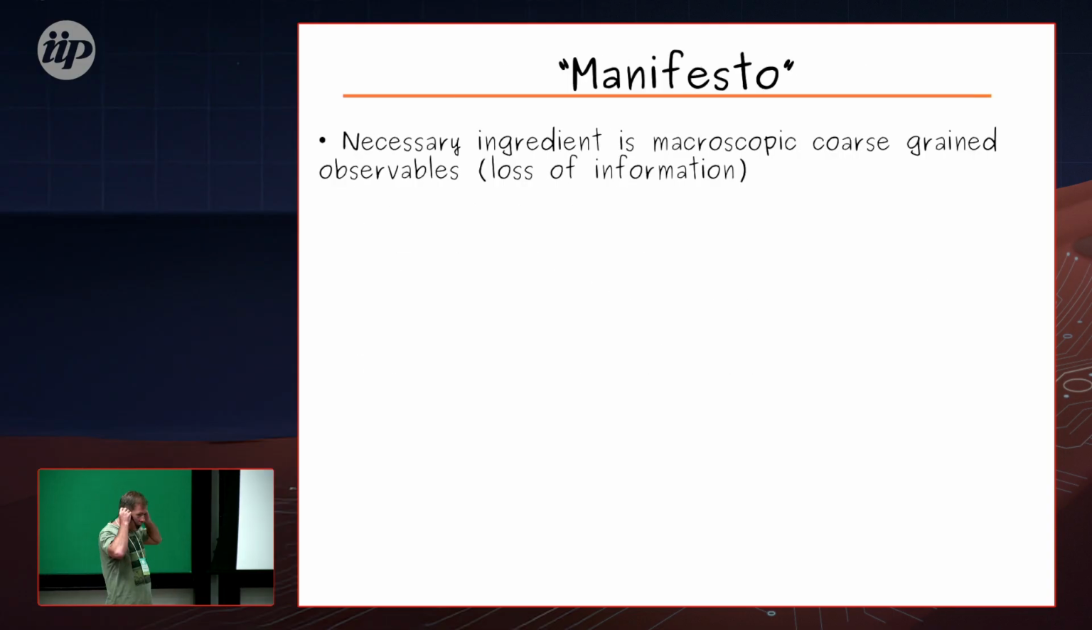So here I'm going to make kind of a manifesto, which is my idea of how to tackle this problem. I hope some of you disagree with that. I would be happy to discuss this, because it's just my political view on this problem. A necessary ingredient to do this is that you have to introduce coarse graining in your theory.